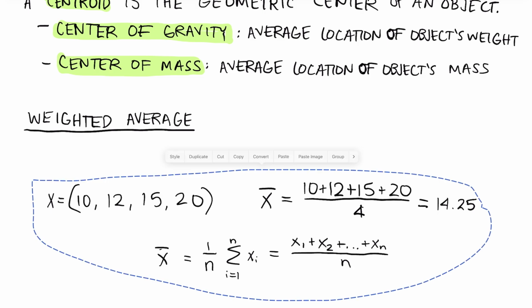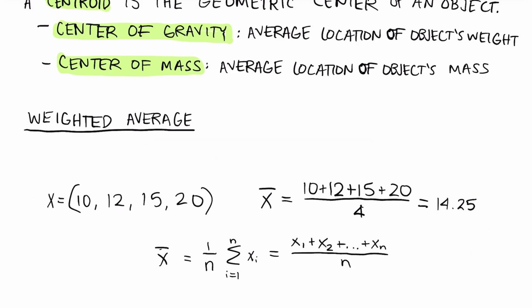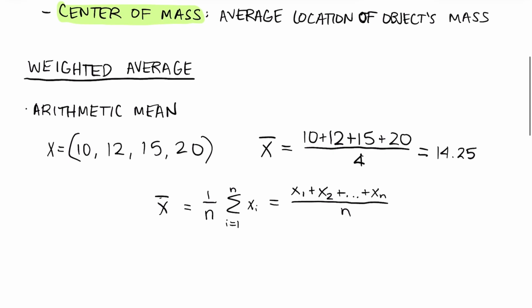So maybe let's write that here so that we're clear. This is the arithmetic mean or arithmetic average. So each number, when we're calculating an arithmetic mean, has an equal weight or an equal importance. But now for a weighted average, some numbers have more importance than others.